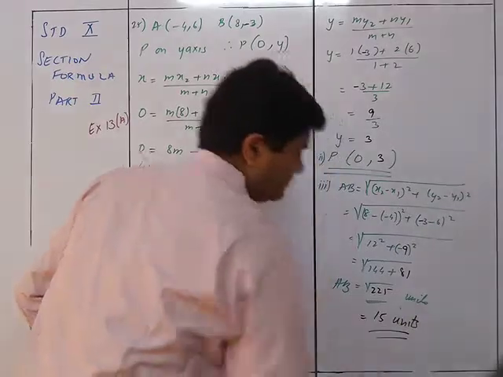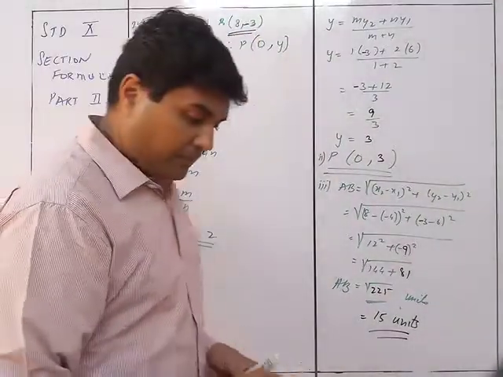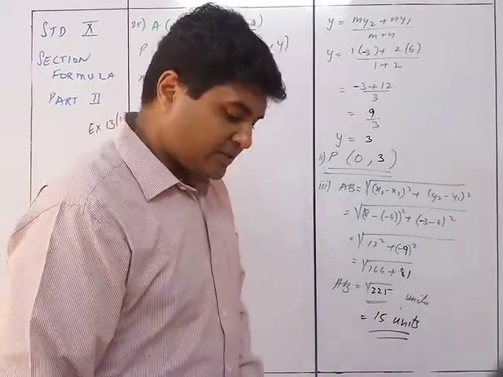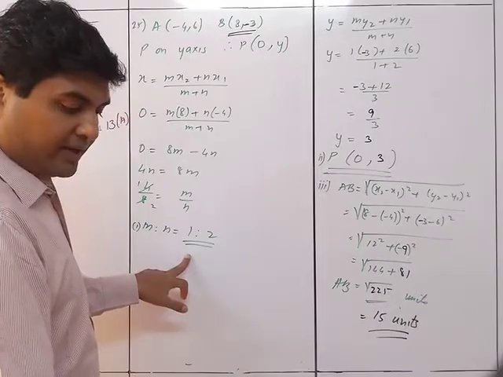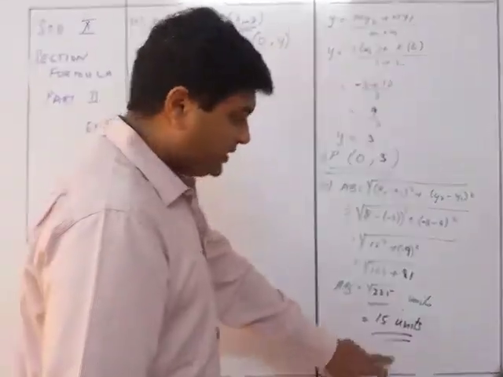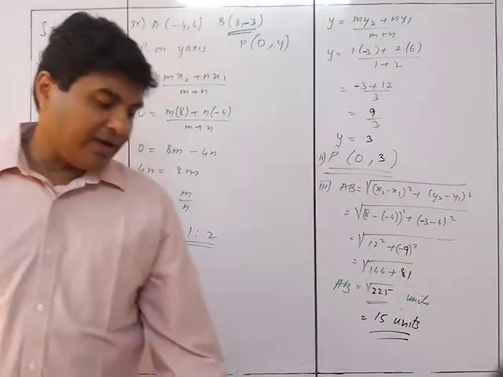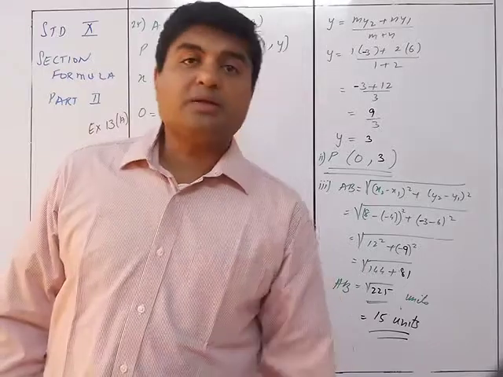Okay, so there was an error in writing the question itself, so be careful. So this was the answer. The first answer for the ratio will be 1:2. Second, the coordinates are (0, 3), and finally the length AB is 15 units. So that was the end of the section formula. In the next video, we'll take the midpoint formula.